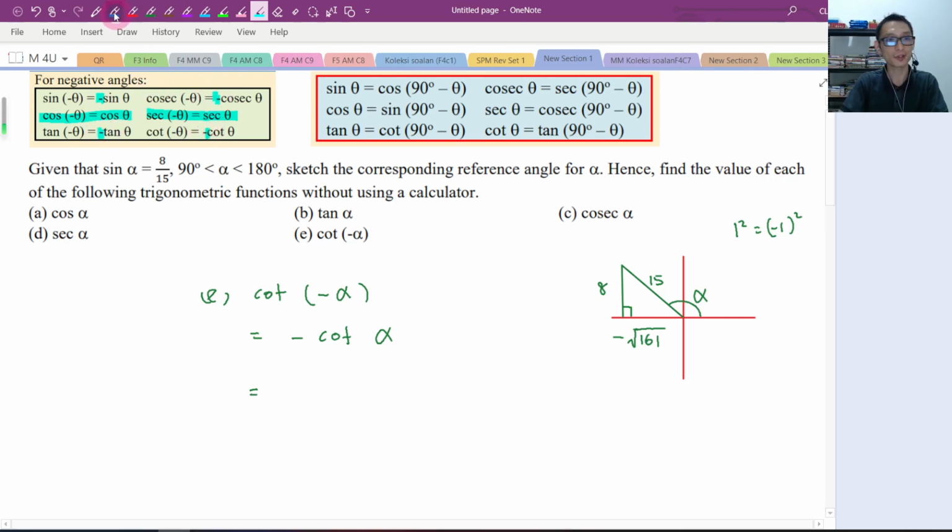Okay. Now, 1 over tangent alpha, negative 1 over tangent alpha. Just refer to the diagram that we drew just now. TOA.